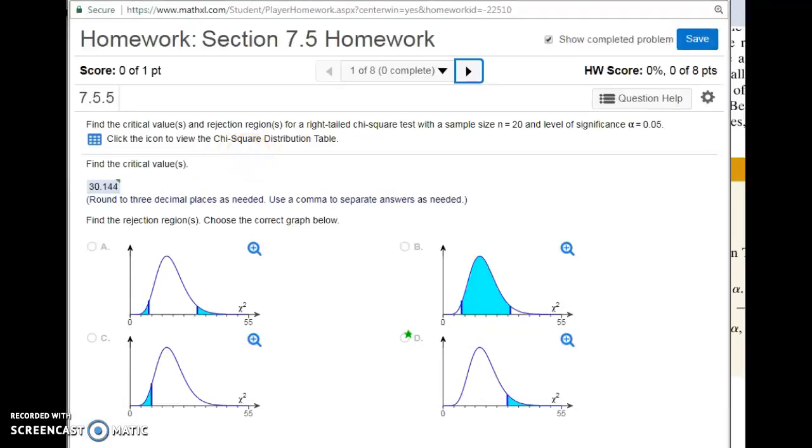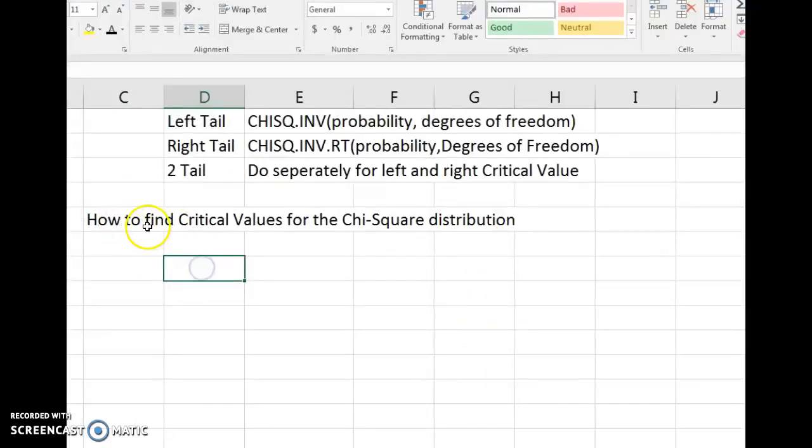So let me show you how to do that in Excel. To find the critical values for a chi-square distribution, you use these formulas here. Put an equal sign in front of them. You need to know what probability you're looking for to have a cutoff of that much probability in the tail. And you need to know the degrees of freedom, which is based on one less than the sample size.